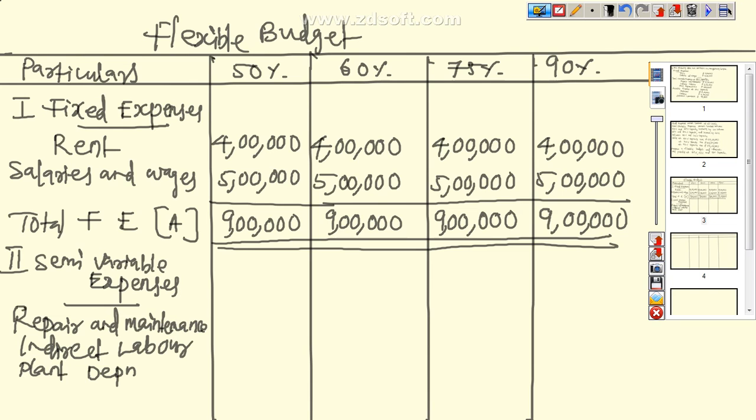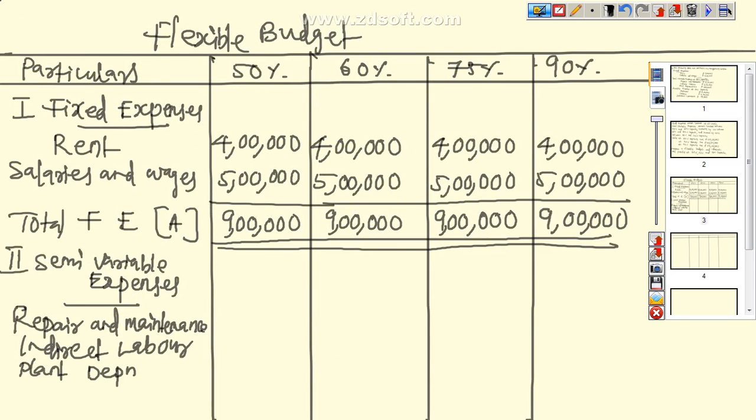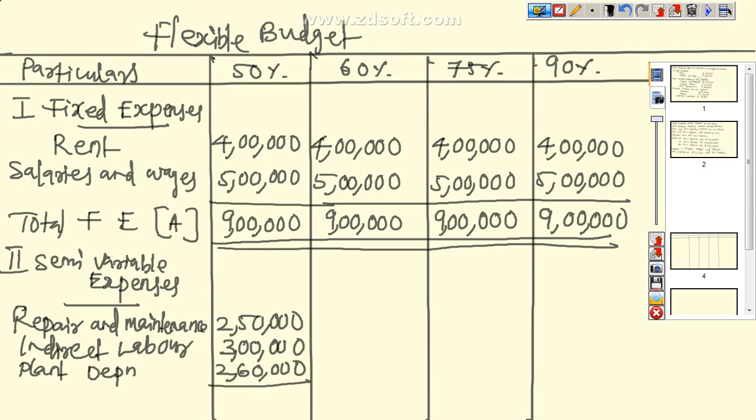So the amount of repair and maintenance is equal to 2,50,000, indirect labor 3 lakh and plant depreciation 2,60,000. So we write it here 2,50,000. Here it is 3 lakh and here we write 2,60,000. Now the total is equal to 8,10,000. This is our B part, total semi-variable expenses, that is our B part.